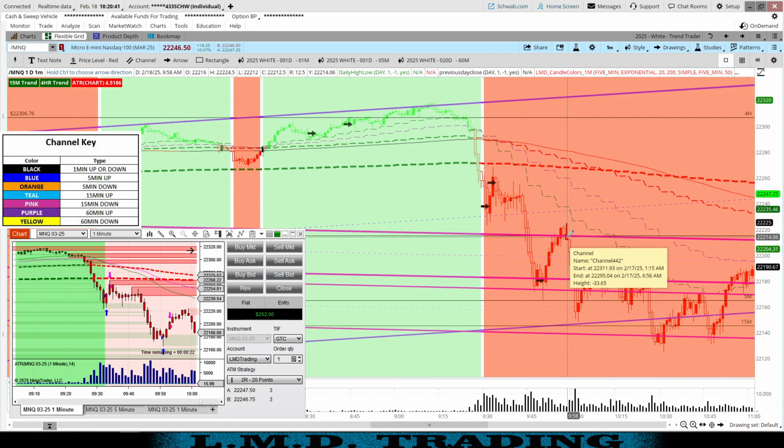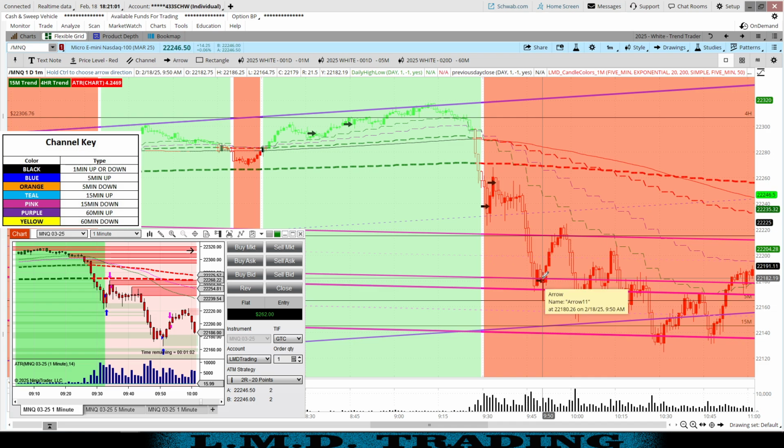Range on that candle, 12.5. 1 MNQ, your risk is $25. This thing probably went 4R. You're making $100 on a $25 risk. That's the better trade. I go long right here.